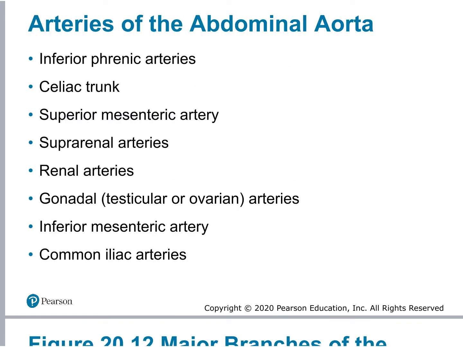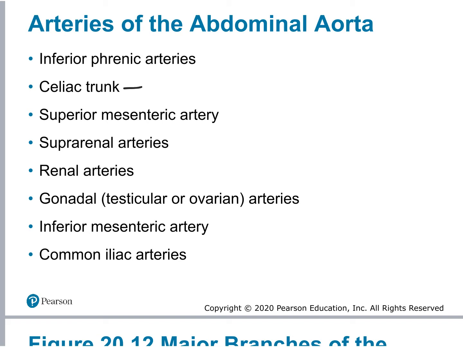This slide talks about the different branches off of the abdominal aorta. As soon as the aorta passes through the diaphragm, it becomes the abdominal aorta, and it gives rise to many different branches. So we're going to go through these and talk about what they are supplying with the oxygenated blood. We're not worried about the inferior phrenic arteries. We'll start with the celiac trunk.